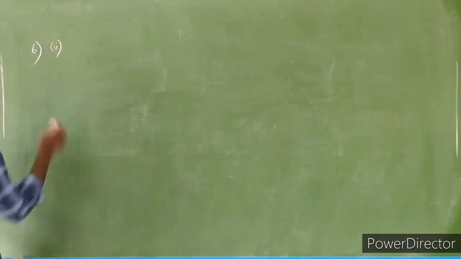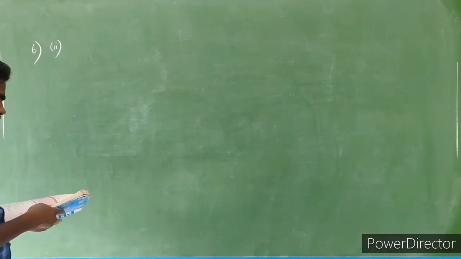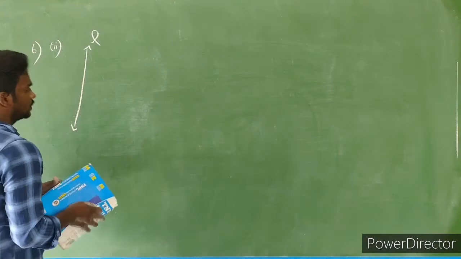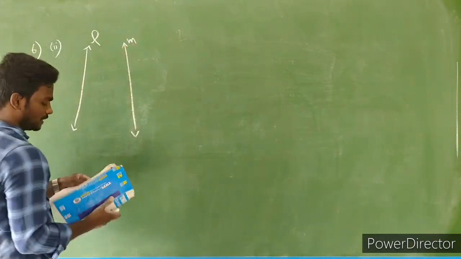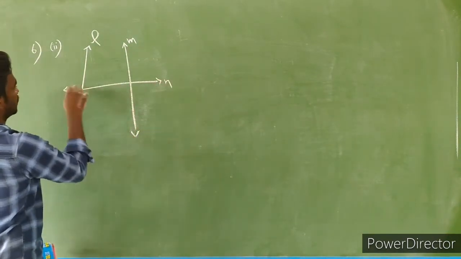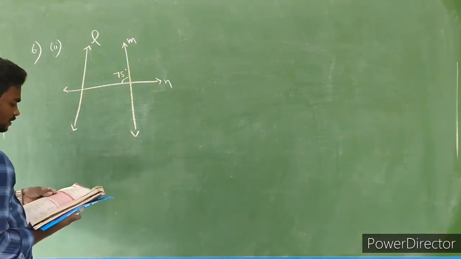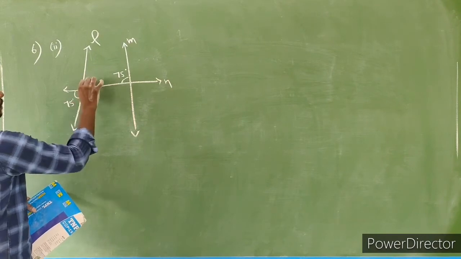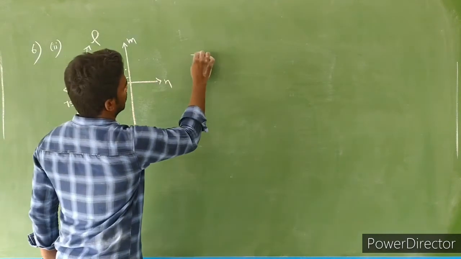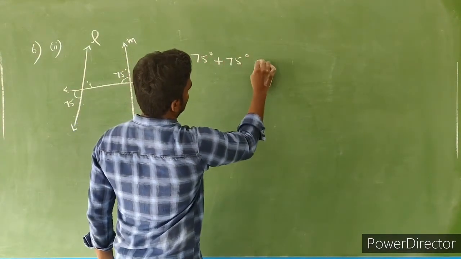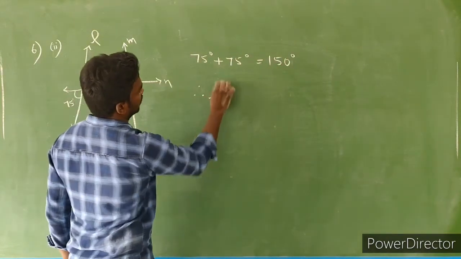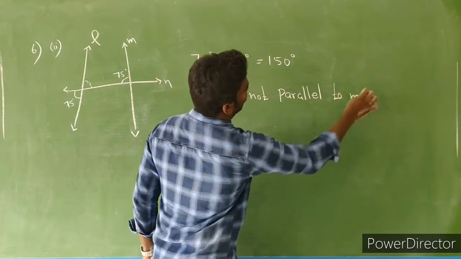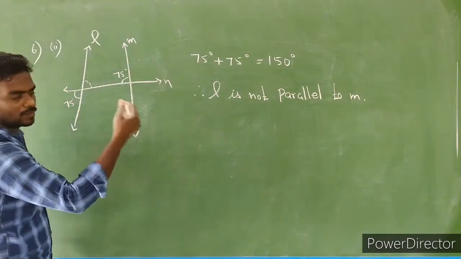What's our second one? The second one is 75 degrees and 75 degrees here. Line L is here. Next, line M. What is the transversal line? N is the transversal line. So this is 75 degrees, and this angle is also 75 degrees. We know these two angles are vertically opposite angles, so this is also 75 degrees. What is the sum of the two angles here? 75 degrees plus 75 degrees is 150 degrees. So therefore L is not parallel to M.